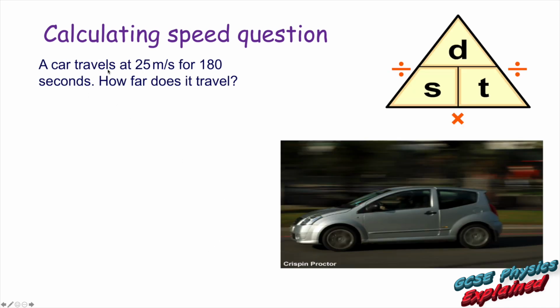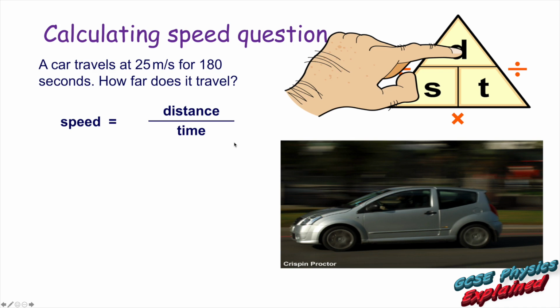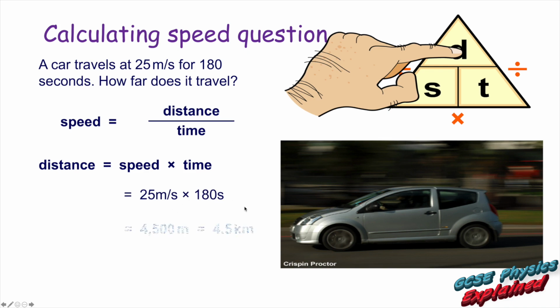Right, another one. A car travels at 25 meters per second, so that's the speed, for 180 seconds, so that's the time. How far does it travel this time? We know that speed equals distance over time. Cover up what you're looking for, cover up distance, because we want to know how far it travels. So distance equals speed times time. Bang the numbers in, there's your speed, there's your time, out it pops as 4,500 meters, which is 4.5 kilometers. Remember, a kilometer is 1,000 meters.